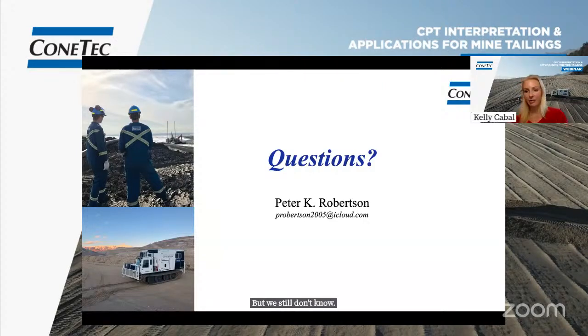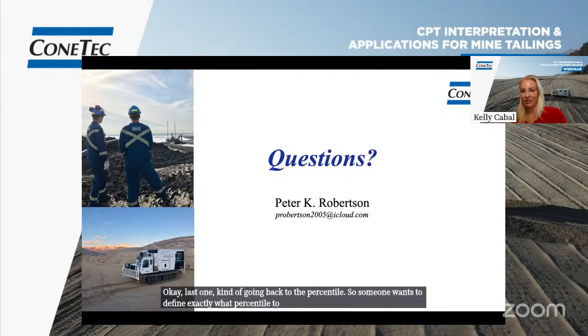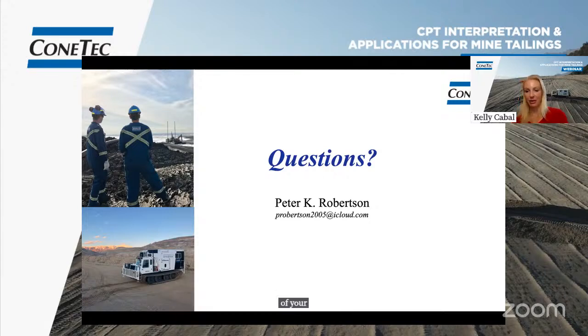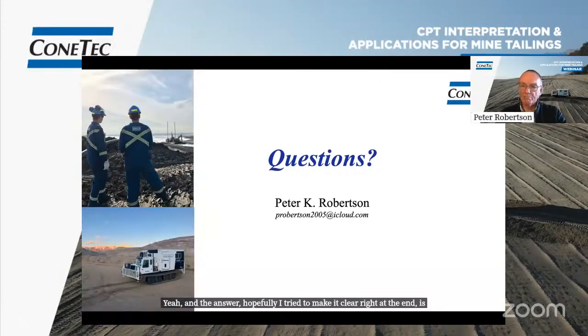Okay, last one, going back to the percentile. Someone wants to define exactly what percentile to use between 20 or 30, from your explanation about the distribution. Or is it only a standard choice? And the answer, which I hopefully made clear right at the end, is don't use a single value. The cone is going to give you a frequency distribution, so run a sensitivity analysis covering the full range and then see what the result looks like over that range.